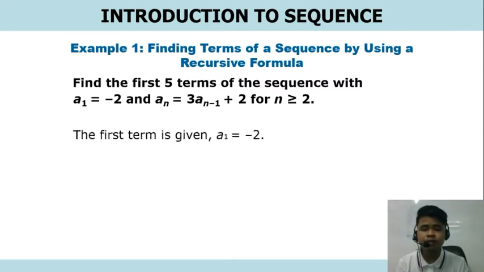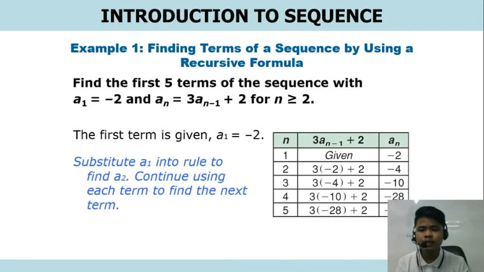Okay, the first term is given. A sub 1 is equal to negative 2. Okay, substitute A sub 1 into the rule to find A sub 2. Continue using each term to find the next term. So, here, okay, ano bang gagawin natin dito? So, given yung first term niya, negative 2. To find the second term, kailangan natin ng first term. So, anong gagawin natin sa first term? We will substitute it to A sub n minus 1. So, magiging 3 times negative 2 plus 2 siya.